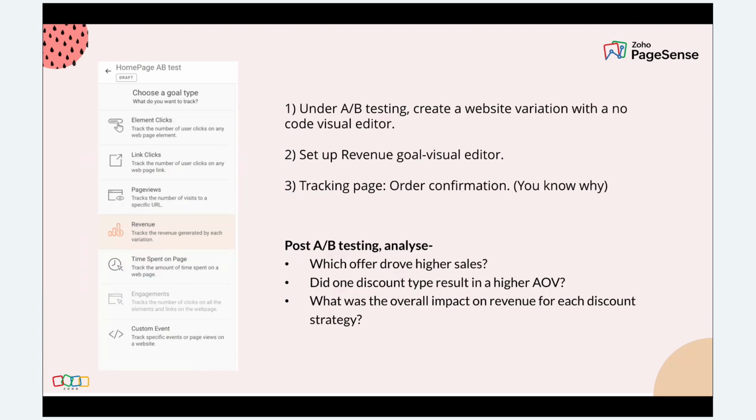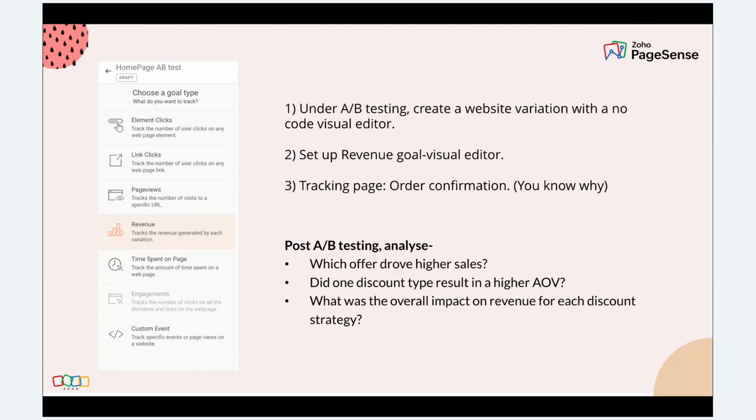By setting this, you can track which variation brings in most revenue, and thereby you have a clearer target to measure against. As for a tracking page, you'll have to choose your order confirmation page, and this is where you will capture the results of your A/B test.